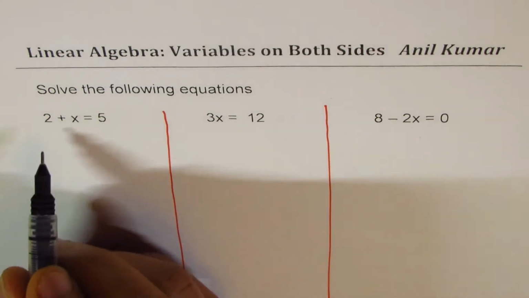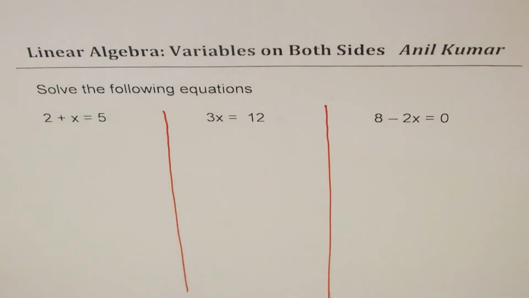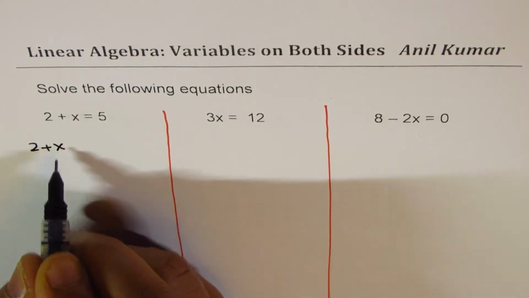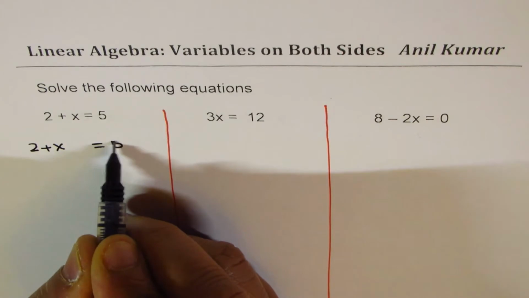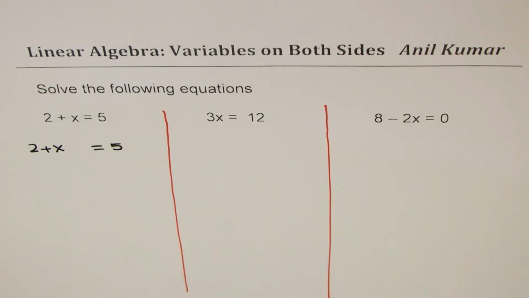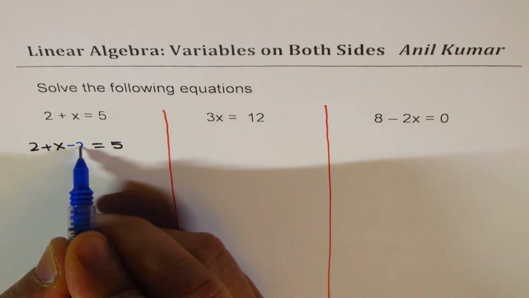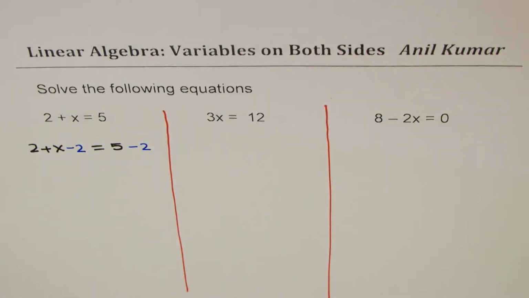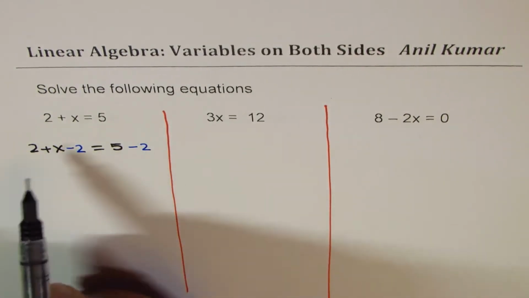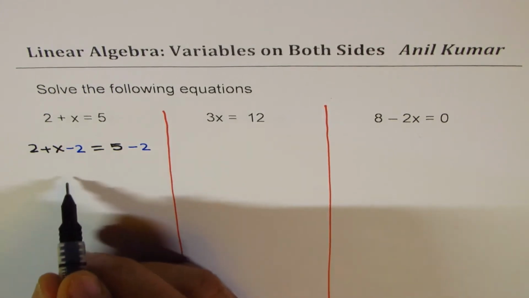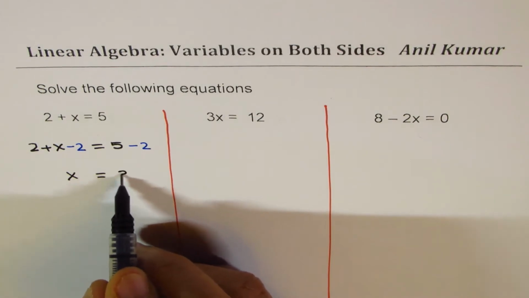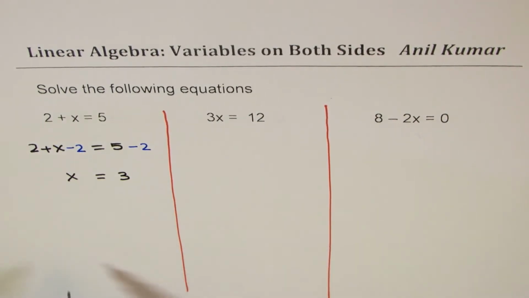So what I can do is, I can take away 2 from both the sides. So we have 2 plus x equals to 5. I can do minus 2 on both the sides. So equal to means it remains equal to, because we are doing the same thing on both sides. Now 2 minus 2 is 0, so we get x equals to 5 minus 2, which is 3. So that is how you solve.